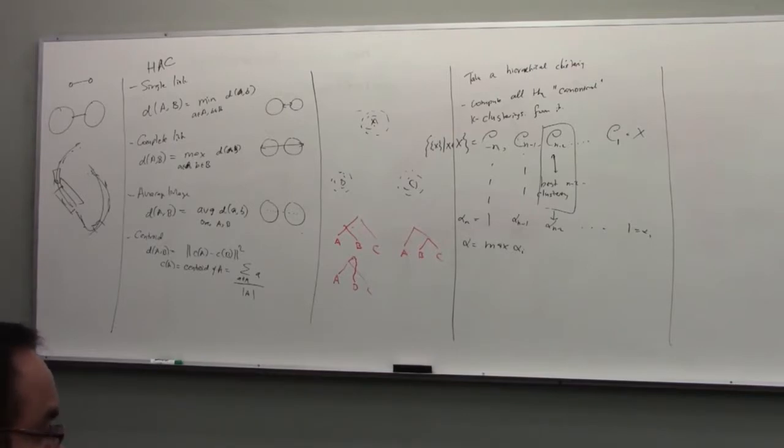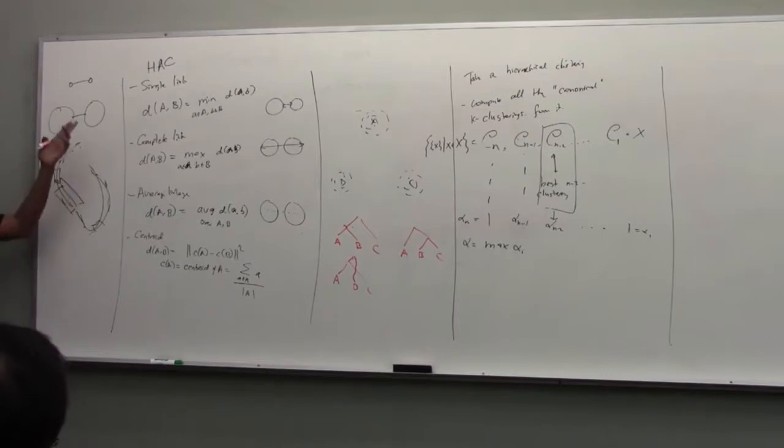Any thoughts? This is an important skill to have, especially with clustering: when is it going to fail? So when do you think single link in particular is going to fail badly, in terms of what it is doing versus what you think it should be doing?